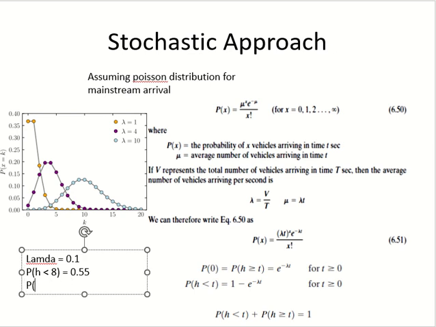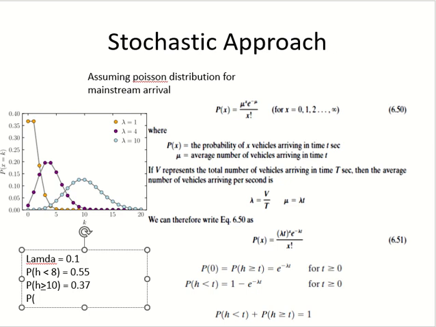So P of headway more than 10 is 37%. Less than 8, 55% chance. More than 10, 37% chance. Whatever is remaining is between them. Got it? So it will be 1 minus these things. So 8%. Just let me write it.